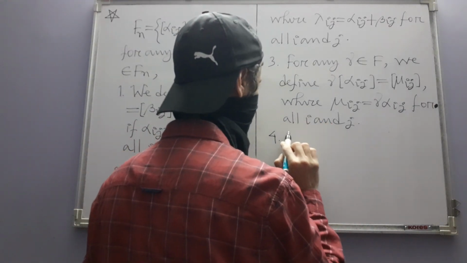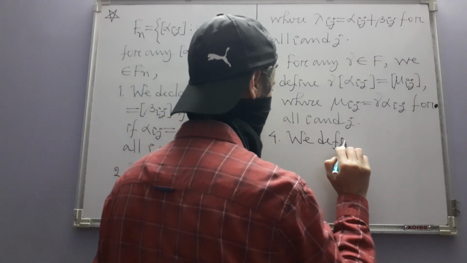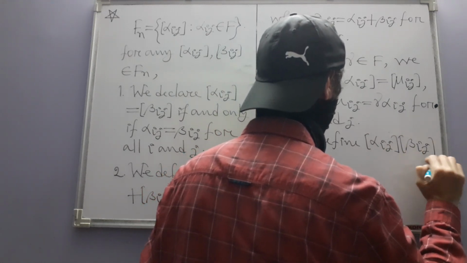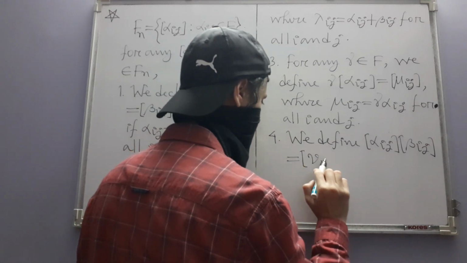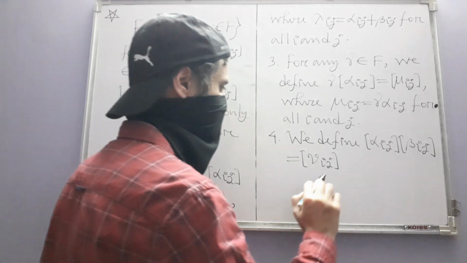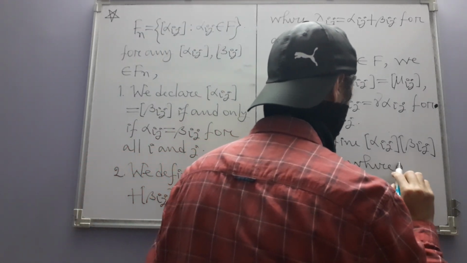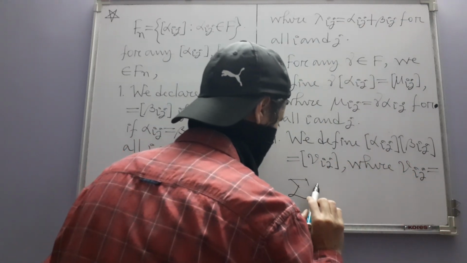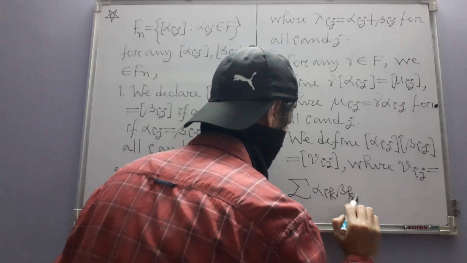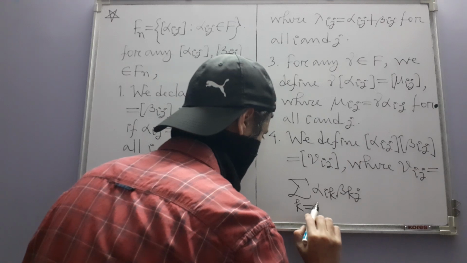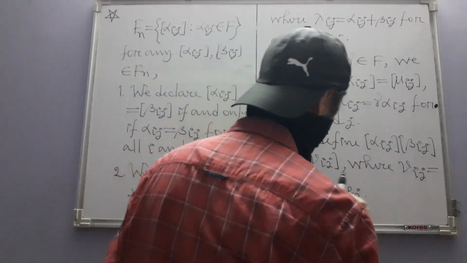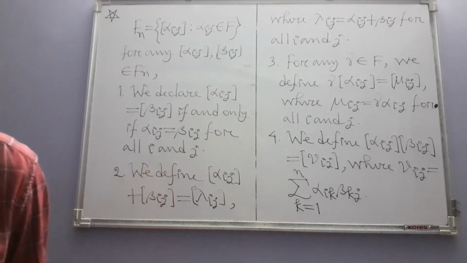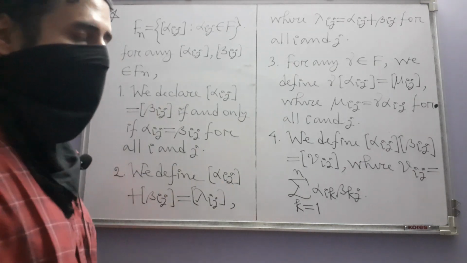And finally, we define the product of these two matrices to be the matrix whose ijth entry is nu ij, where nu ij is equal to summation alpha ik beta kj, where k varies from, if you want you can use it, k varies from 1 to n, or you can simply write k if it's understood how the variation works. So these are 4 things we have defined on Fn.